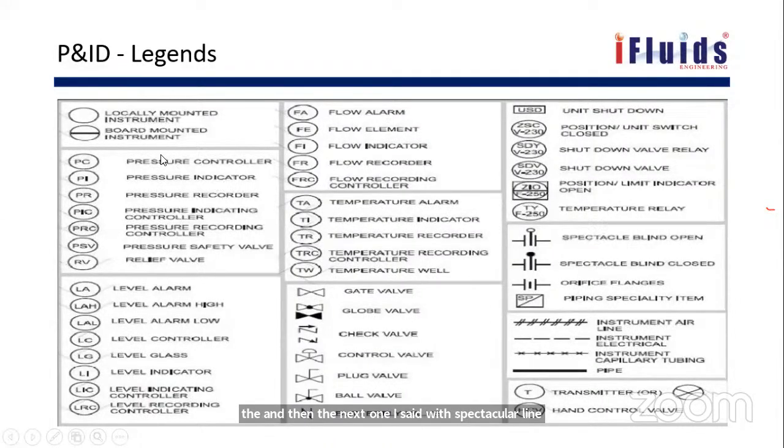So similarly, whatever PNID you see, there will be a legend sheet. If you don't know anything in the PNID, like what a particular valve is, then you can go and see the legend and identify it. Okay, this is the thing.